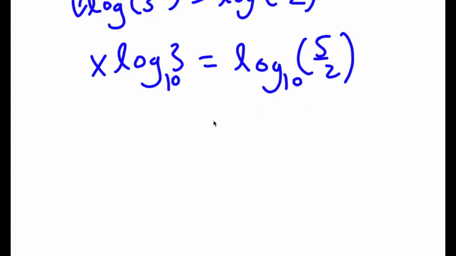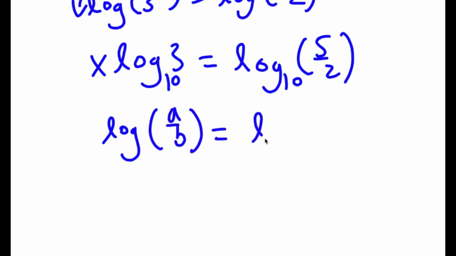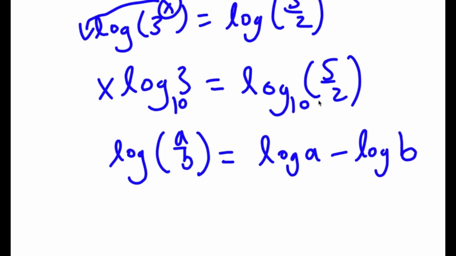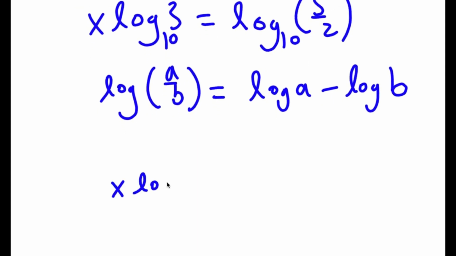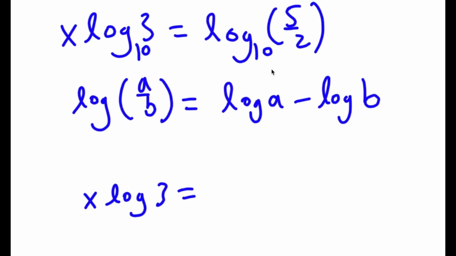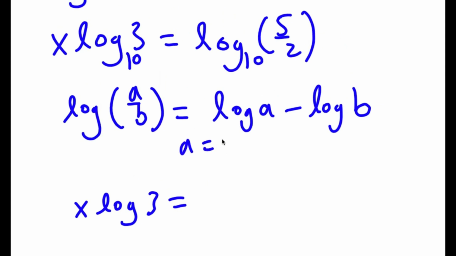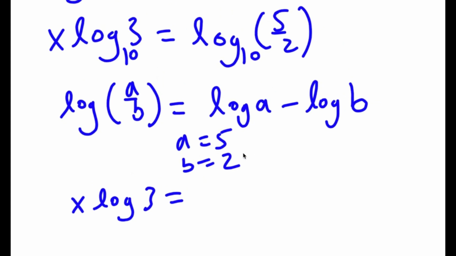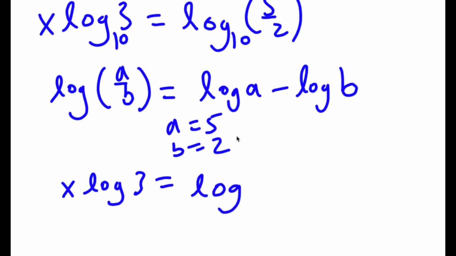And now another property of logarithms is that if I have a log of a over b, this is actually equal to log a minus log b. So log 5 over 2, as you see here, in this case, a equals 5 and b equals 2. This would equal log a, so log 5, minus log b, so log 2.